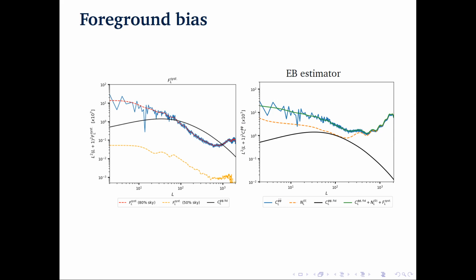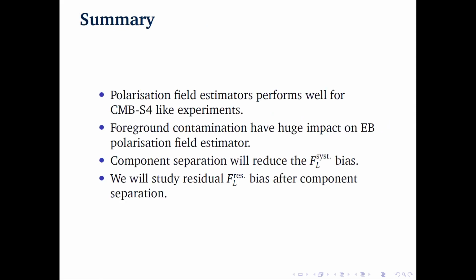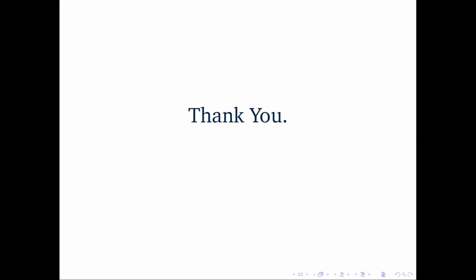So in summary, the polarization field estimators are important for CMB experiments, but the foreground contamination is huge in these maps. So we need to do component separation to reduce this F systematic bias, and after component separation, we also have to study the residual bias in this lensing reconstruction. So yeah, thank you.